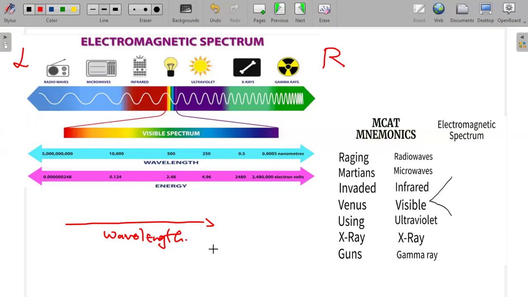And as you move from the gamma rays to the radio waves, or in this picture, from the right to the left, the wavelength is going to increase. Meaning that the radiation that has the largest wavelength is actually the radio waves. That's a key point to take note of: the radio waves have the largest wavelength of all the radiations on the spectrum, and the gamma rays have the smallest wavelength.